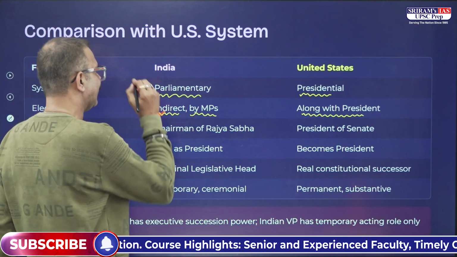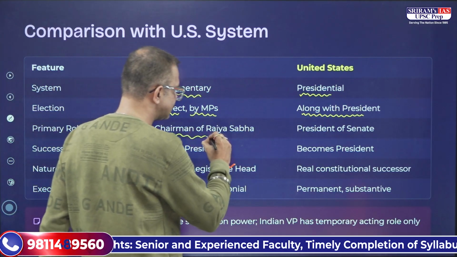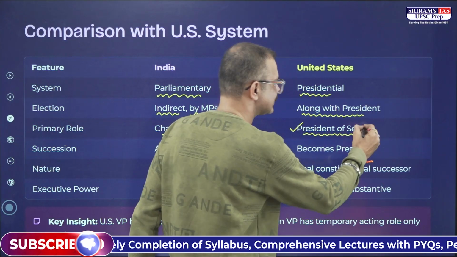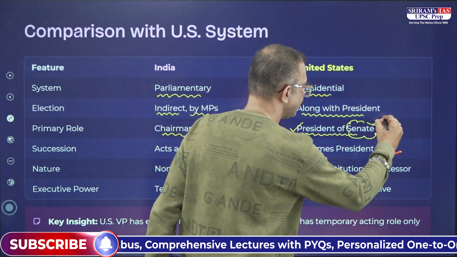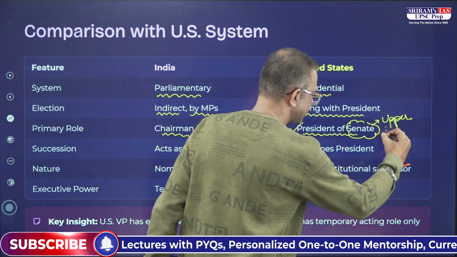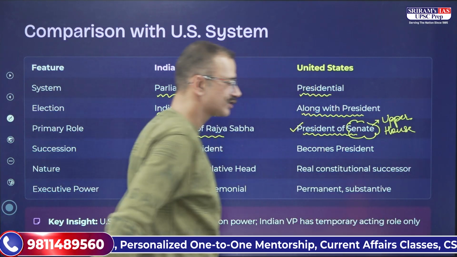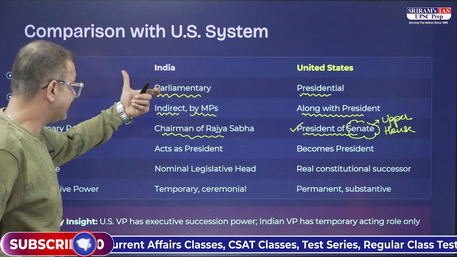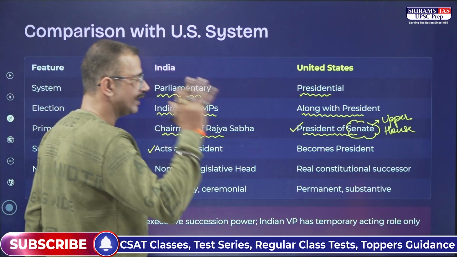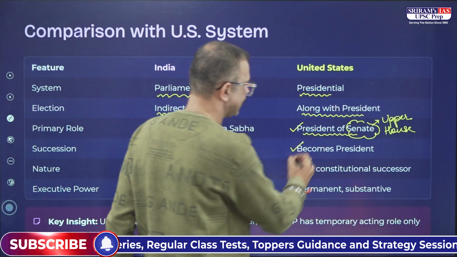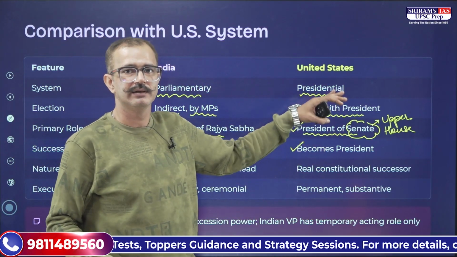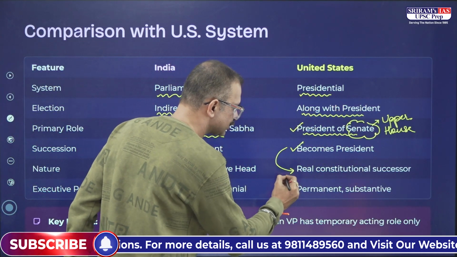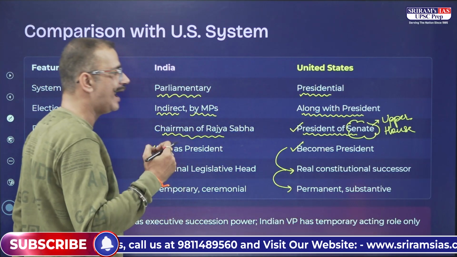Alright, in India, he acts as the chairman of Rajya Sabha, and over there, he is the president of the Senate. Senate is the upper house in the US. Senate is actually the name of the upper house. The lower house is called the Congress in the USA. In the absence of the president, the vice president becomes the president, and over there, he is the real constitutional successor, permanent and substantive.